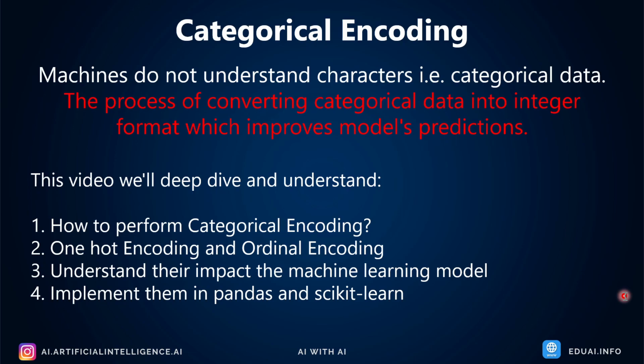As I've said, machines do not understand characters, that is categorical data. Then how do I convert that categorical data so machines can also understand and improve models' performance? This is called categorical encoding: the process of converting categorical data into integer format. Machines understand numbers, they do not understand characters. And converting that categorical data to numbers is what categorical encoding stands for.